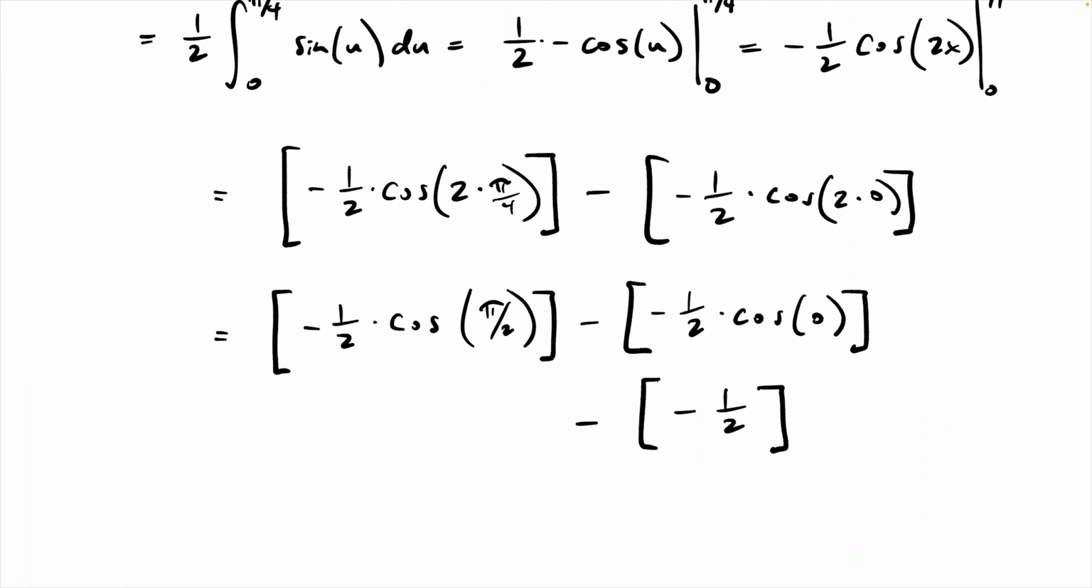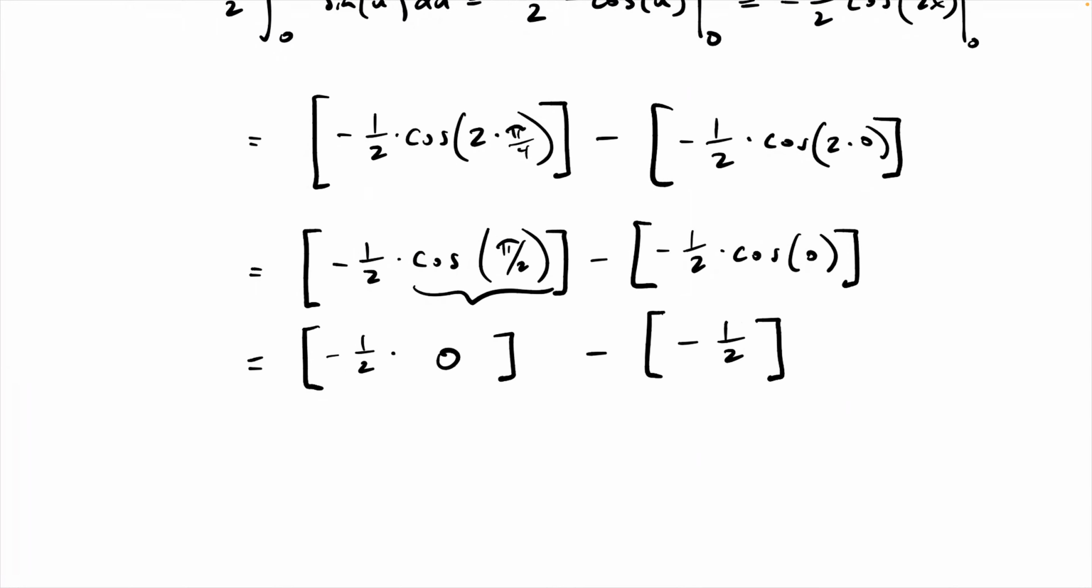And what's cosine of pi over 2? So it starts up and then hits 0 and then goes under, right? So what is cosine of pi over 2? 0. It crosses at 0 and then goes under. No, because at pi it's negative. At pi it's negative 1 and then it comes back up. Oh. Okay. So you get 0 minus a negative 1/2.